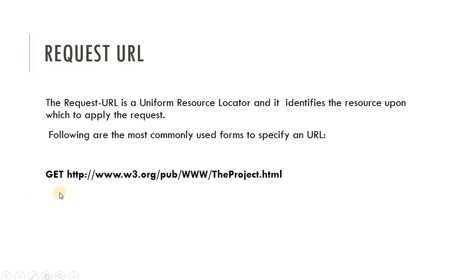So first is the method, second is the URL. For example, the URL is http://www.w3.org/ followed by the path of the web page you need. So that is called the URL, and that is the requested URL.